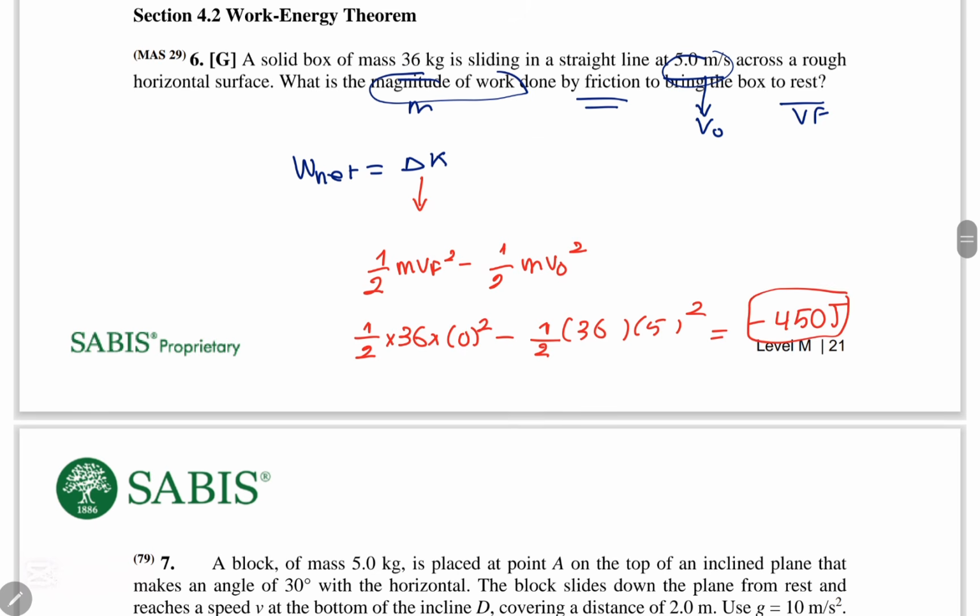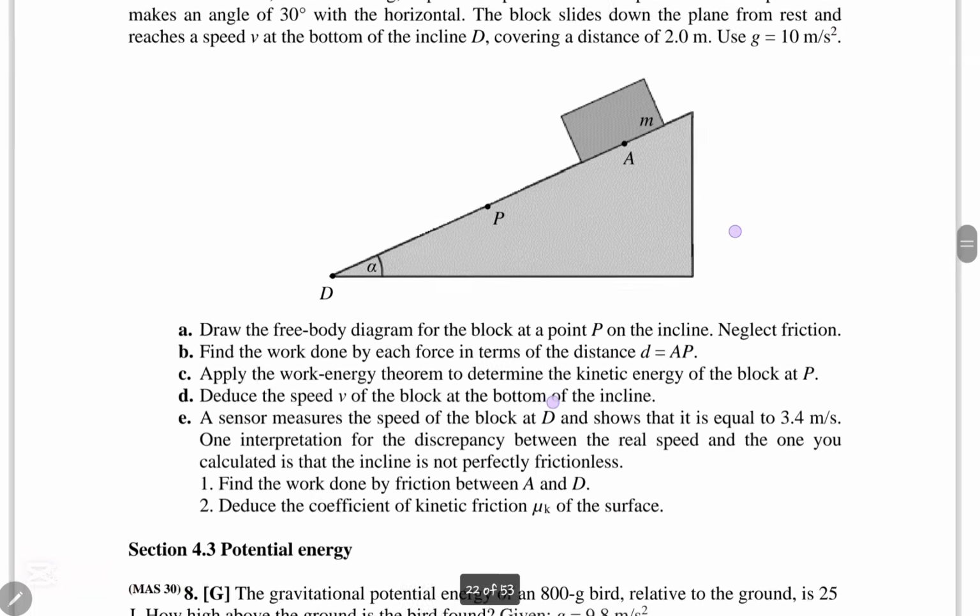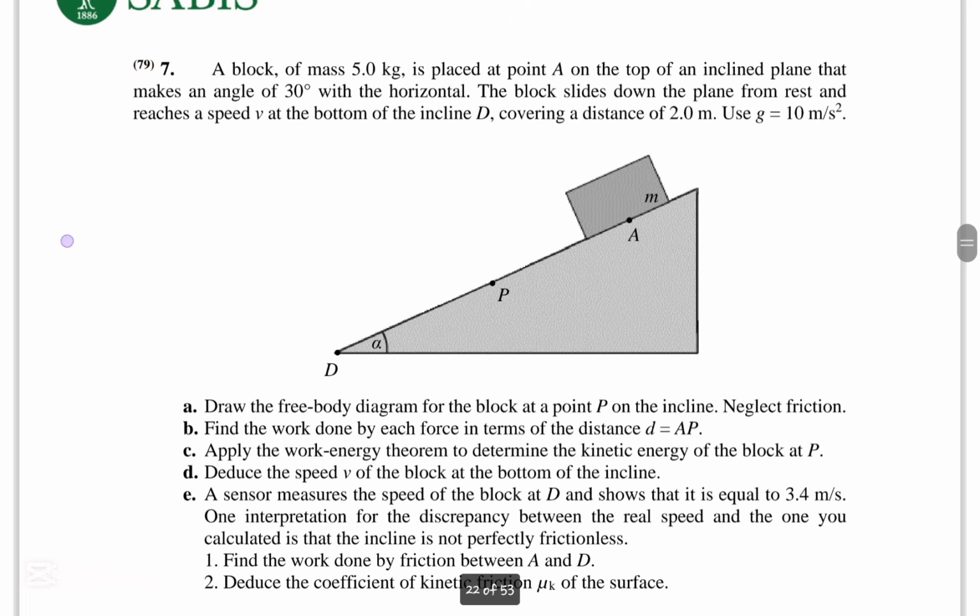So this is the net work done. But they asked for the magnitude, so we need to put this in absolute value to get 450 joules. Okay, that's it for question 6. We'll move on to question 7. Question 7 has a lot of parts, but we are going to try our best to solve it all.